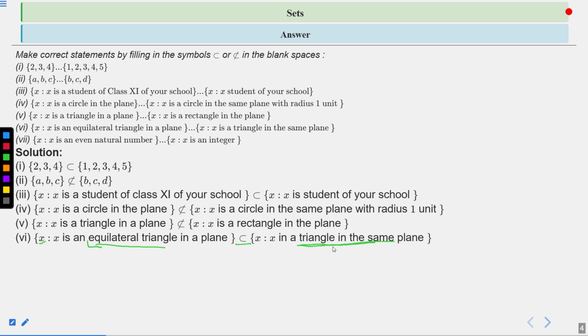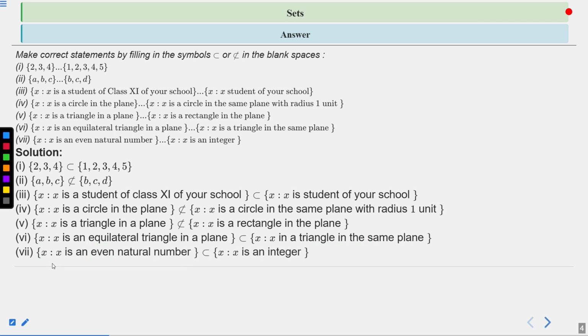Why? Because here we are collecting all triangles: equilateral, isosceles, scalene triangles, right angle triangles, all triangles. So every triangle from this set must be in this set by just the formation of our sets. So subset.